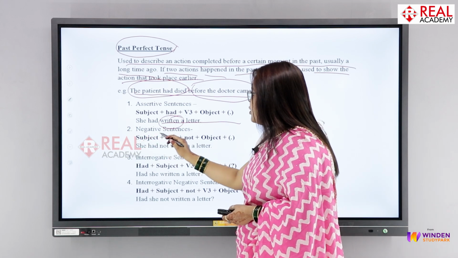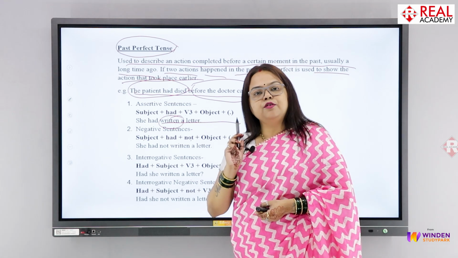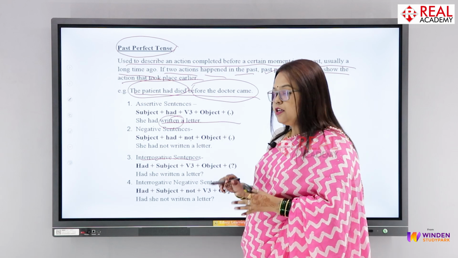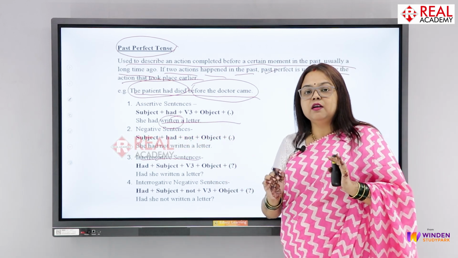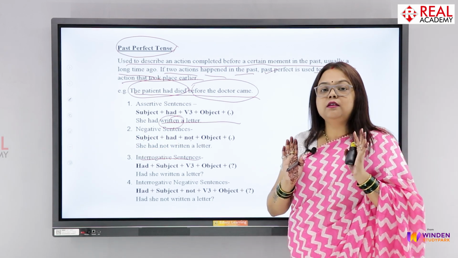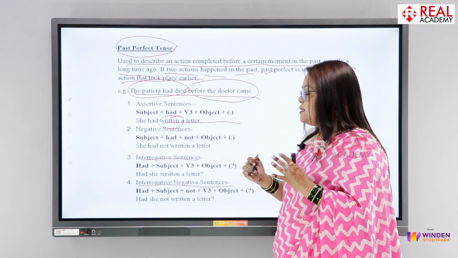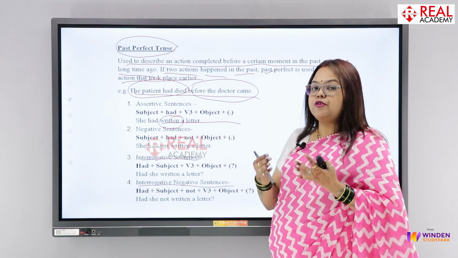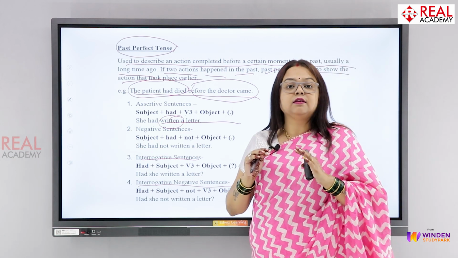Negative sentence: subject plus had plus not plus V3 plus object plus full stop. She had not written a letter. Interrogative sentence: had plus subject plus V3 plus object plus question mark. Had she written a letter? And the last one, the interrogative negative sentence: had plus subject plus not plus V3 plus object plus question mark. Had she not written a letter?